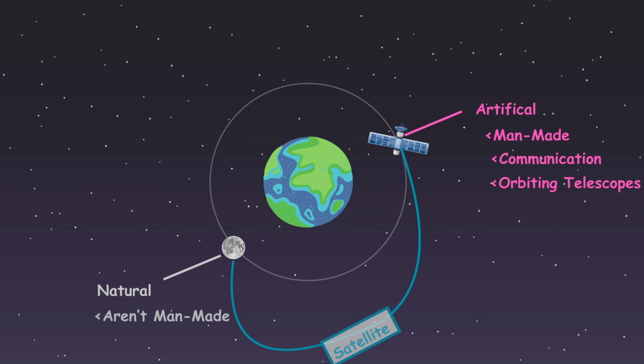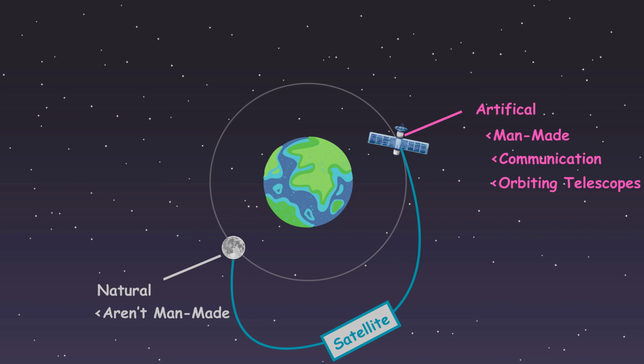Let's start with a typical planet like Earth. Anything that moves in orbit around a planet is called a satellite, and satellites can be either natural or artificial. Natural satellites, such as our moon, are those that are not made by humans and have formed through natural cosmic events.